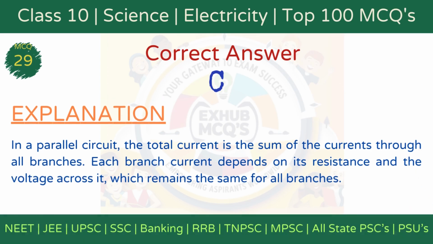The correct answer is option C, sum of the branch currents. Explanation. In a parallel circuit, the total current is the sum of the currents through all branches. Each branch carries a portion of the total current, depending on its resistance and the voltage across it.